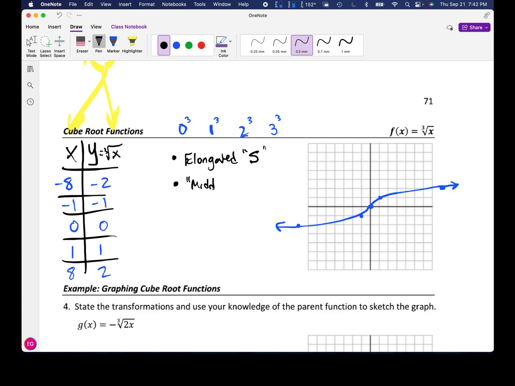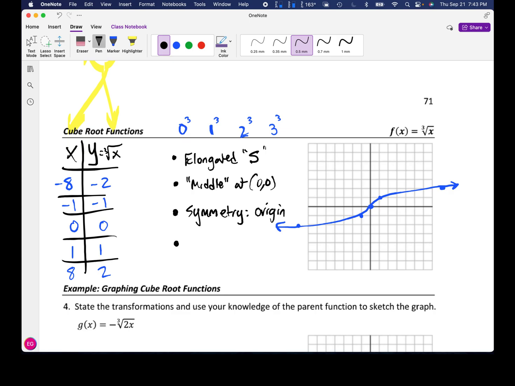It has kind of a middle point. It's not really a middle point, but it kind of has a middle, and that's going to be the thing that's affected by translations only. That's going to be our best friend when we're trying to graph with the shortcut. This also has origin symmetry, so that's kind of cool that it has that as well.